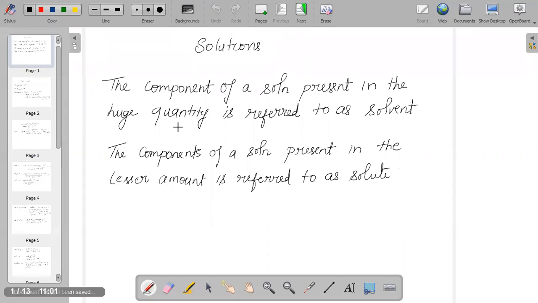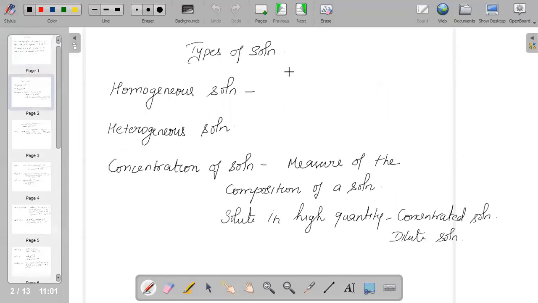The component of a solution which is present in huge quantity, we say that as solvent, and that will determine the physical state of the solution. And the component of a solution which is present in lesser amount, we say it as a solute. Basically, solution is categorized into two types, that is homogeneous solution and heterogeneous solution.